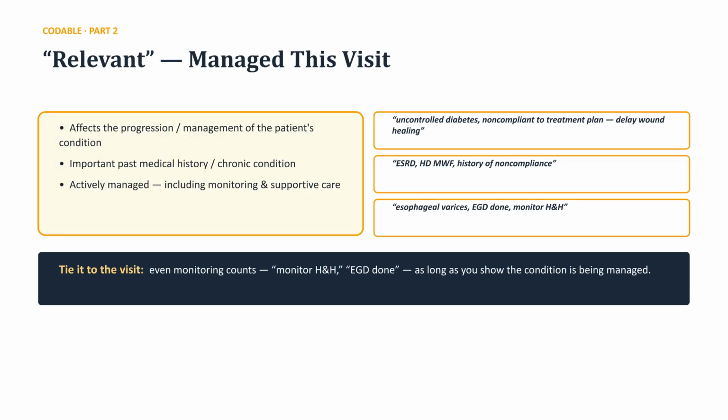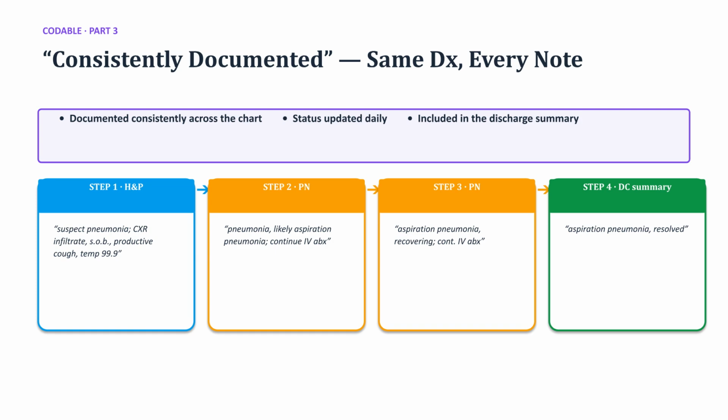A diagnosis is relevant when you actively manage it. This includes monitoring or supportive care. Tie it to the visit by documenting your management, such as ordering tests or monitoring labs. Clear documentation of how you are addressing a condition ensures that it is recognized as a relevant part of the patient's care. Consistency is critical.